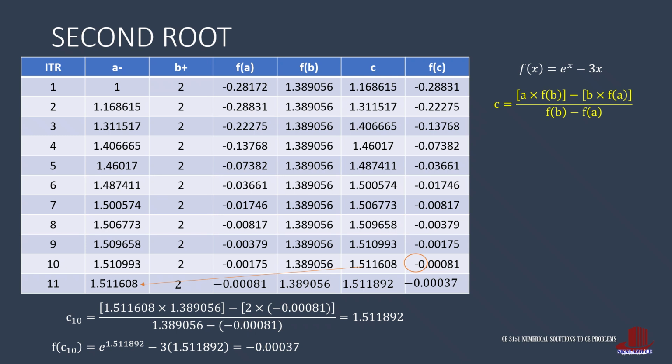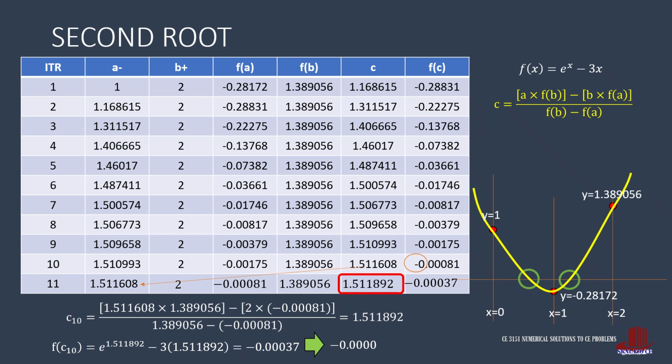This time, FC can be rounded down to 4 decimal zeros, so this ends the iteration, and the second root is computed as 1.511892. Checking on the graph, we have the second root within the interval of 1 and 2.